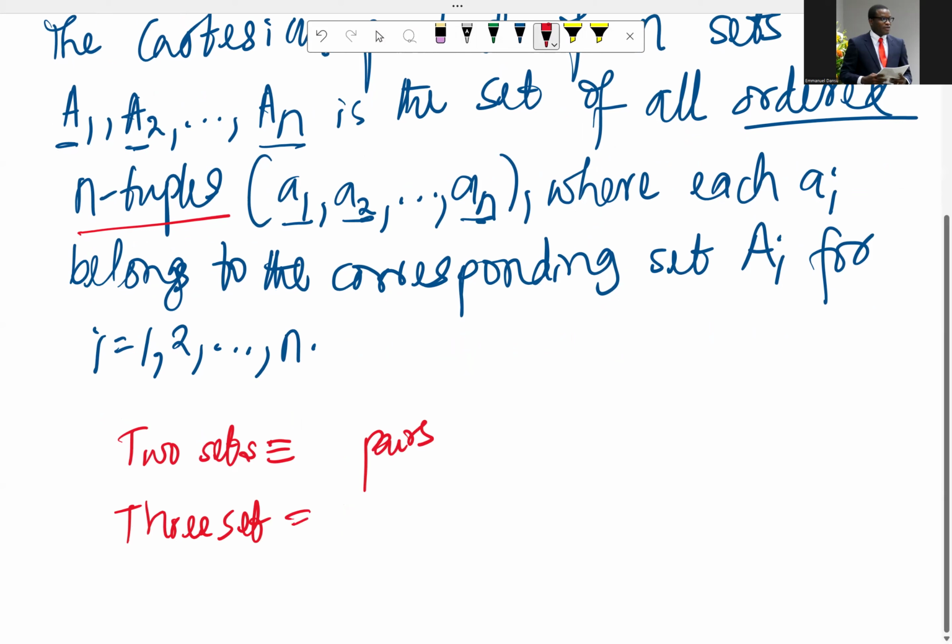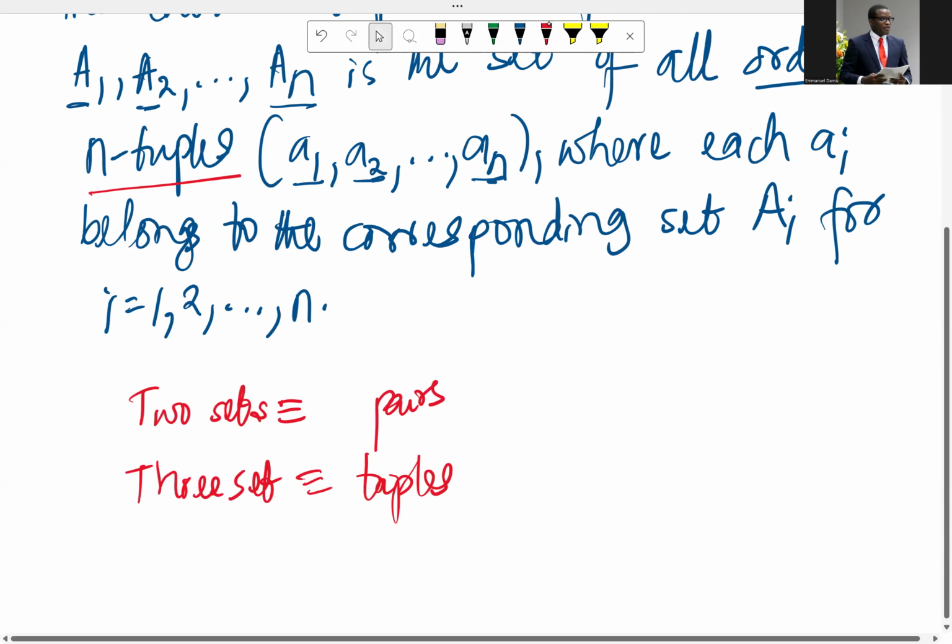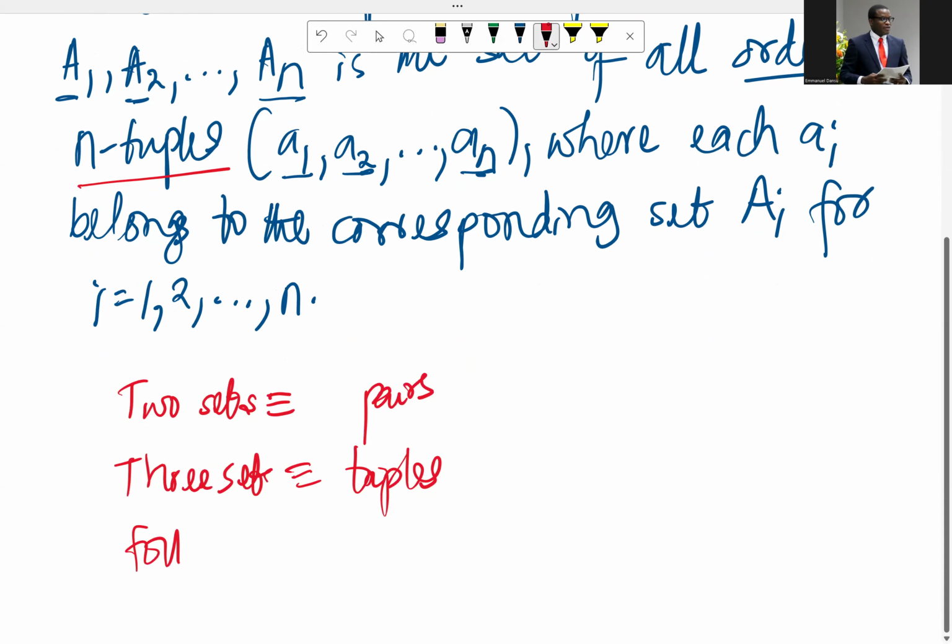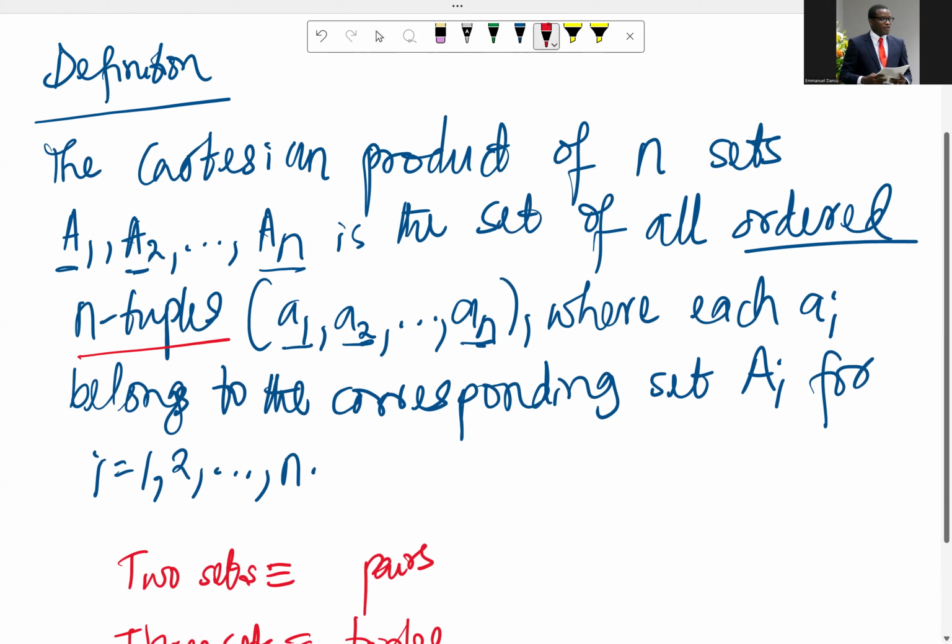If we have three, we'll be talking about triples. Then if we have four sets, we'll be talking about quadruples, and so on and so forth. So if we have three sets, for instance, we can say the Cartesian product of three sets, A1, A2, A3, is the set of all ordered triples (a1, a2, a3), where each ai belongs to the corresponding set Ai for i equals 1, 2, 3.